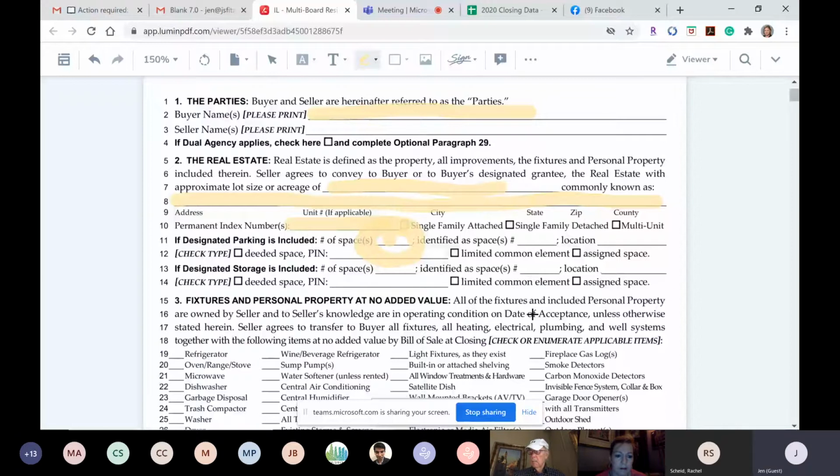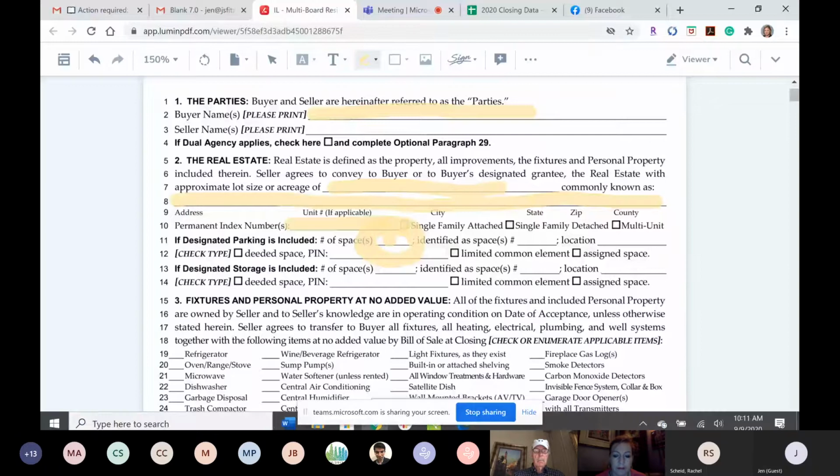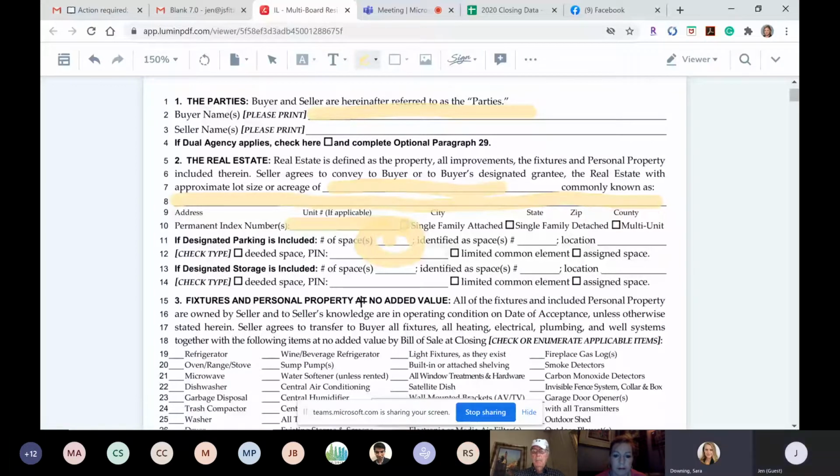Does everybody understand the difference between deeded and assigned or common element? If not, somebody pipe up. Everybody's good? Yeah, could you just briefly explain it?